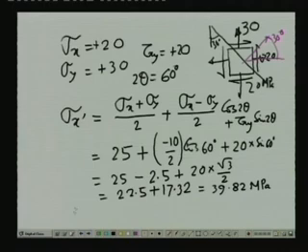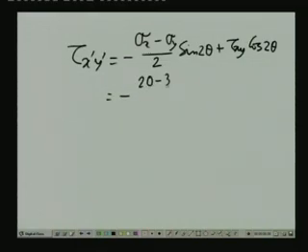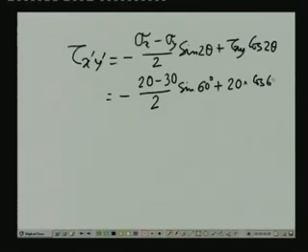Similarly, we can compute the value of the shear stress on that plane, which is tau x dashed y dashed, equals minus (sigma x minus sigma y) by 2 sin 2 theta plus tau xy cos 2 theta. This is equals to minus (sigma x is 20, sigma y is 30) divided by 2 sin 60 degree plus tau xy is 20 cos 60 degree.